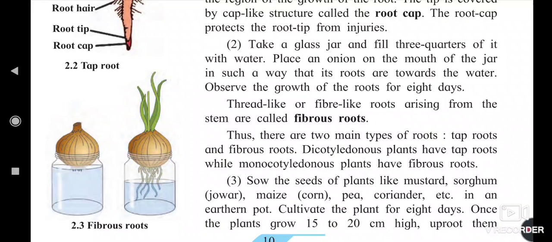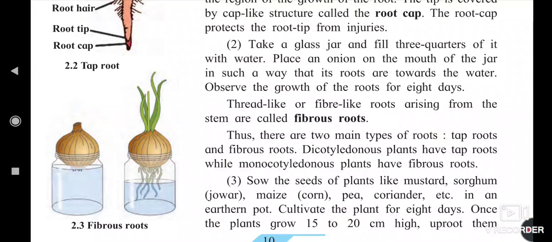Thread-like, fiber-like roots arising from the stem are called fibrous roots. Thus there are two main types of root: taproot and fibrous root. Dicotyledonous plants have a taproot, and monocotyledonous plants have fibrous roots.